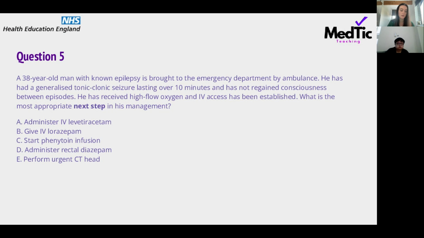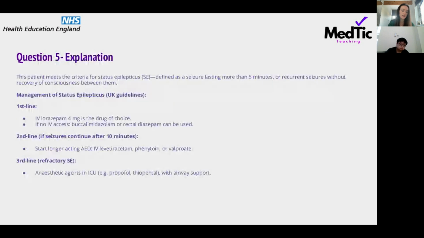So if we just move on to the answer, the answer here is IV lorazepam. We'll move on to the explanation. This patient is in status epilepticus. They've been seizing for 10 minutes, and status epilepticus is defined as a seizure that lasts for more than 5 minutes. So that's the basics of what's going on here.